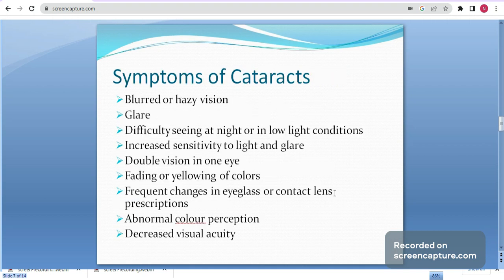Okay. Next is, what are the symptoms of cataract? There could be a list of symptoms. The first one is blurred and hazy vision because of the opacification of the lens. Next is glare, difficulty seeing at night or in low light conditions, increased sensitivity to light, double vision in one eye, fading or yellowing of colors, frequent changes in eyeglass prescriptions or contact lens power, abnormal color perception, and decreased visual acuity.